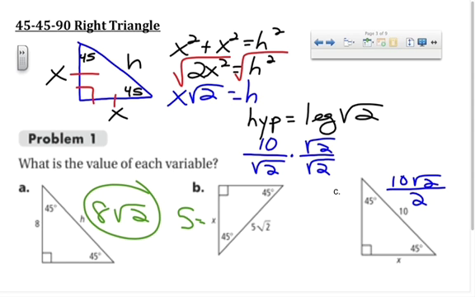Yes. What do I get, Benjamin? You get 5 radical 2. Your answer is 5 radical 2. Okay, I see how you did that. Beautiful. Music to my ears.